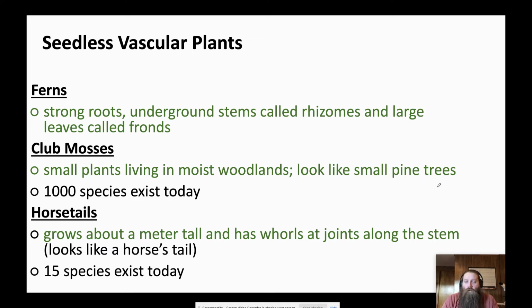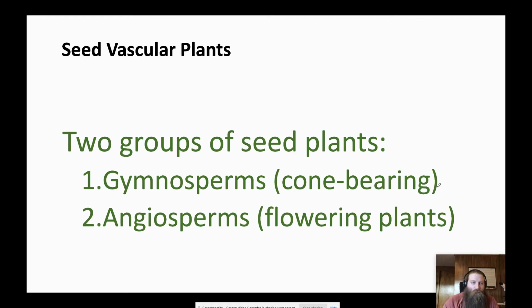You've probably seen a club moss. They look like little teeny tiny pine trees growing up out of the ground. There are over 1,000 species of club moss, so they're very common. And horsetails, which have 15 species, they're about 3 feet tall, and they look like a horse's tail, right? So pretty limited set of seedless vascular plants, just these three: the ferns, the club mosses, and the horsetails.